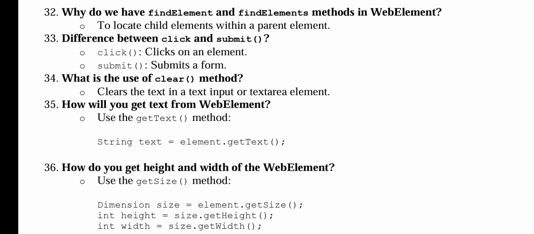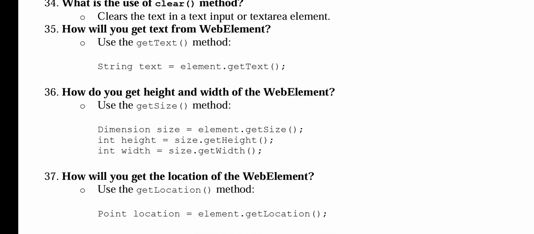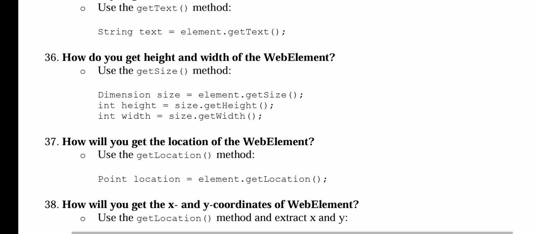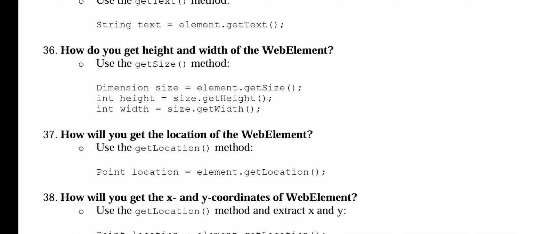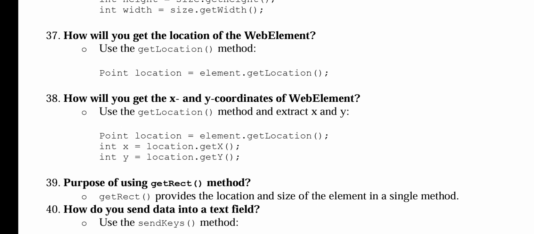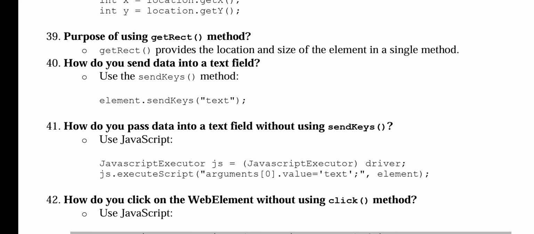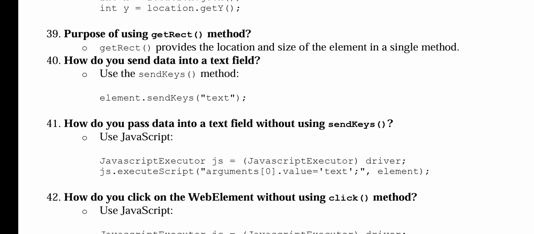Difference between click and submit. What is the use of the clear method? How will you get text from a web element? And how do you get the height and width of a web element? How will you get the location of a web element? How will you get the x and y coordinates of a web element? What's the purpose of using the getRect method?